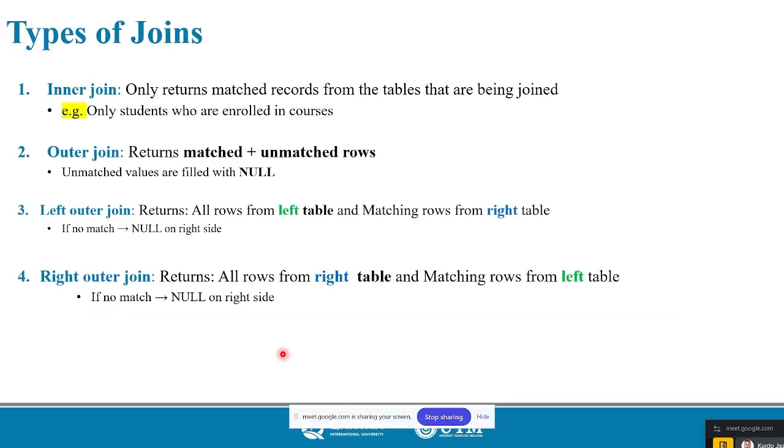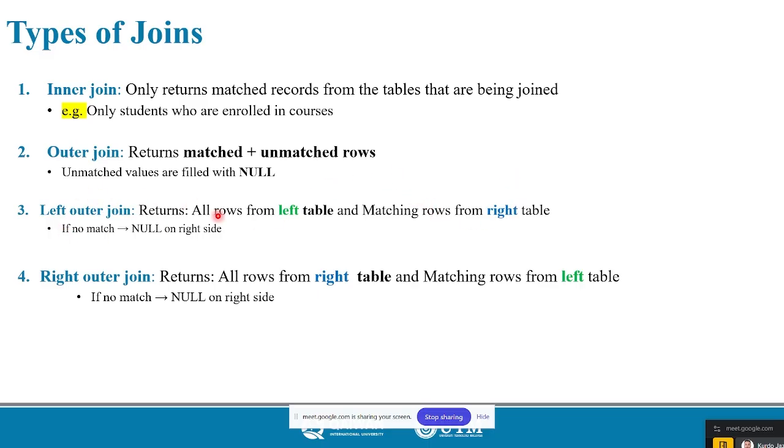Types of joins: we will have inner join, outer join, left outer join, right outer join. Now, inner join only returns the matched records from the tables that are being joined. Example, only students who are enrolled in courses. Now, outer join returns matched and unmatched rows. Unmatched values are filled with null. For example, we have 10 matched rows. Well, no problem. However, what about the unmatched rows? It would be null. Still, outer join will return us this.